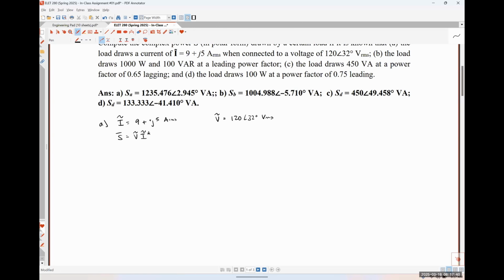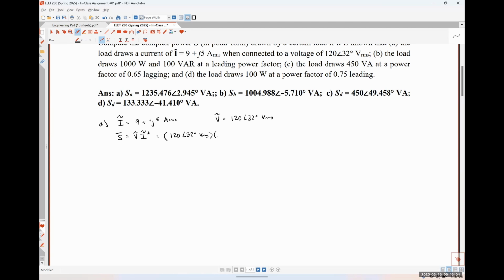I believe I mentioned to you guys multiple times in our last class meeting that if we can perform this simple operation, we'll be good to go in the overwhelming majority of our cases. Okay. So my V is 120 angle 32 degrees volts RMS. What is the complex conjugate of my current going to be? We talked about what the complex conjugate operation means in our last class meeting.